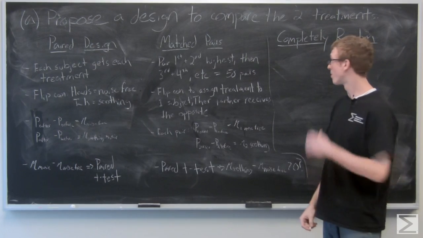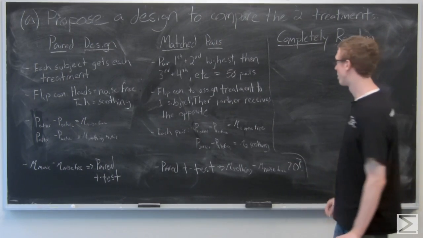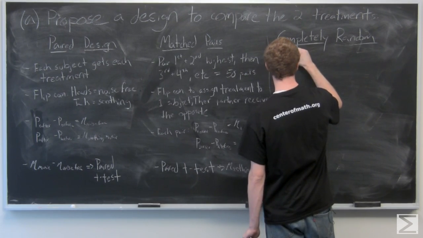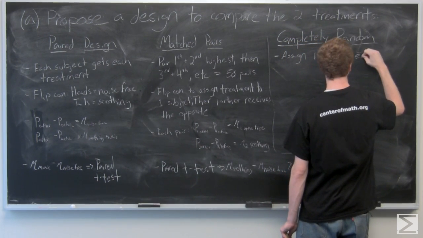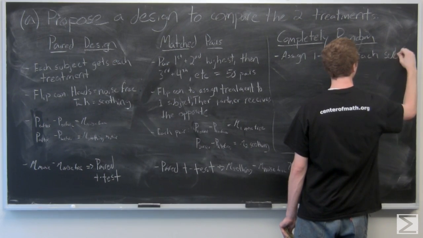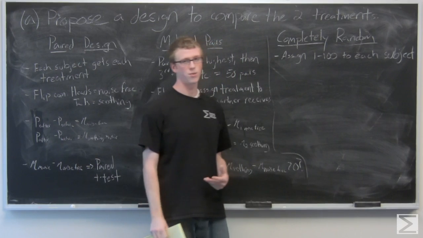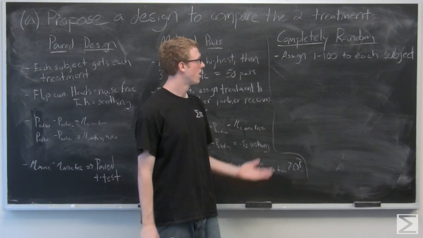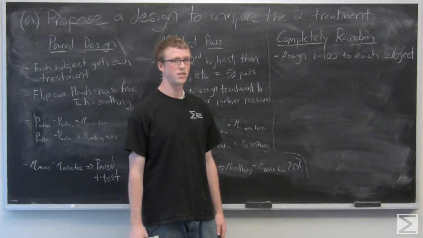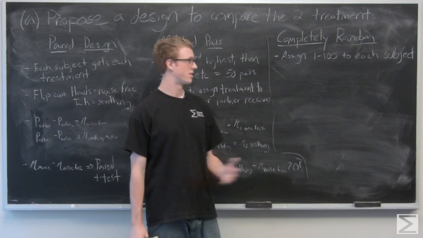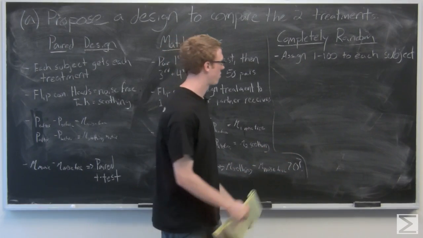So a completely random sample is really easy. We're going to assign a number to each of our subjects. We can just say 1 through 100. So we're assigning 1 to 100 to each of our 100 subjects, and we're going to want 50 in each test group. 50 are going to be in the group that gets the soothing music, and 50 are going to be in the group that sits in the noise-free environment. And this is obviously weaker, again, than the paired design because each subject is not getting each treatment.